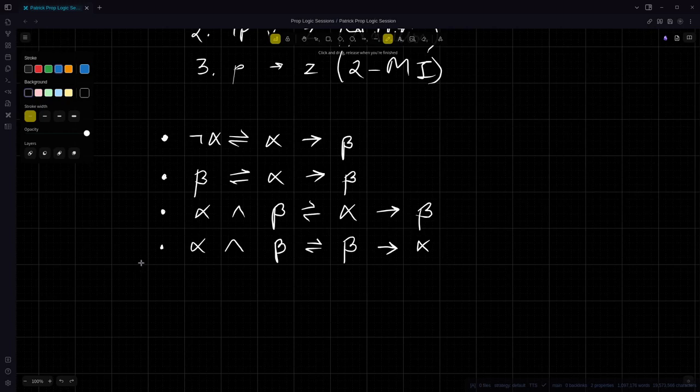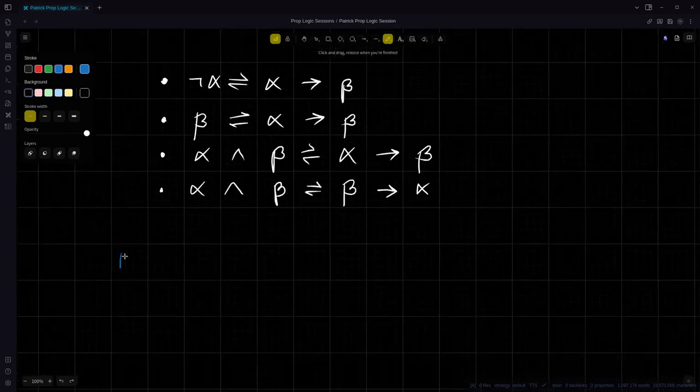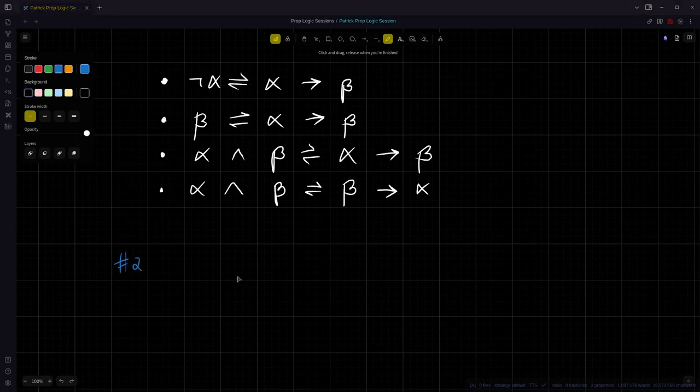Yeah, so let's talk about the next set of tricks. The next one is switching antecedents over a nested conditional.